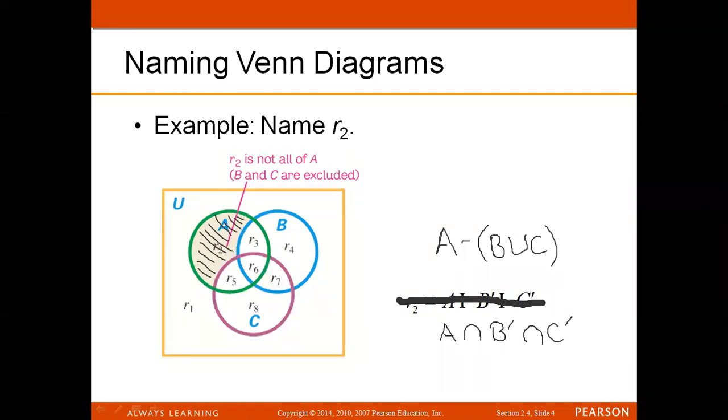So there are many ways we can describe the same set, the same region. Two different representations, one area. Area R2.